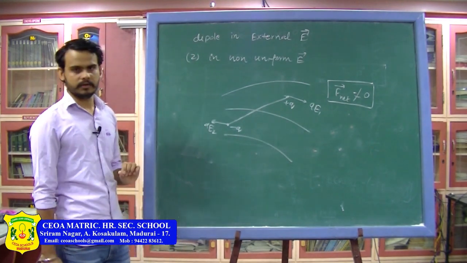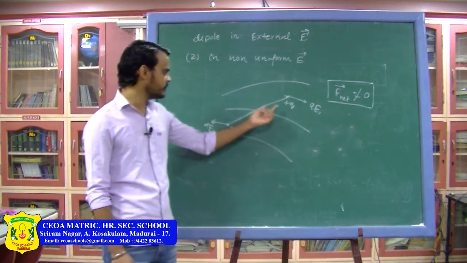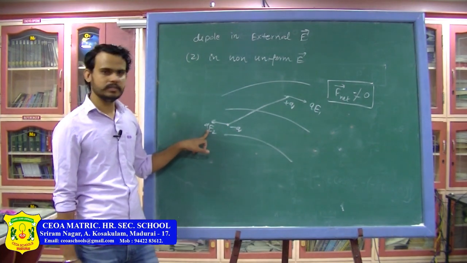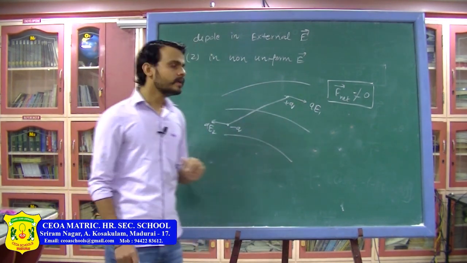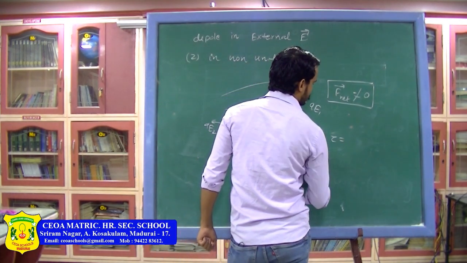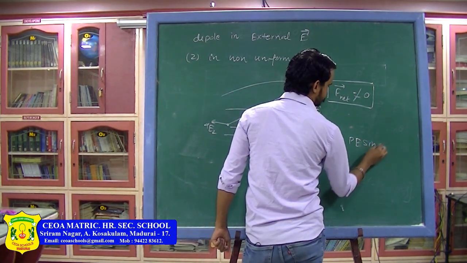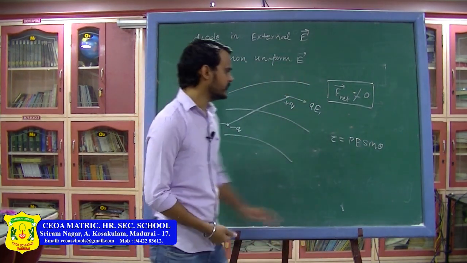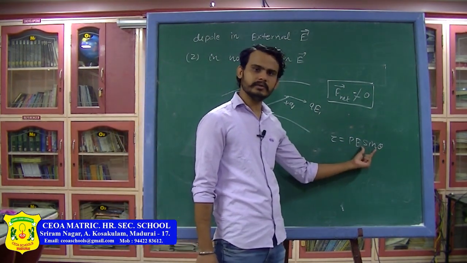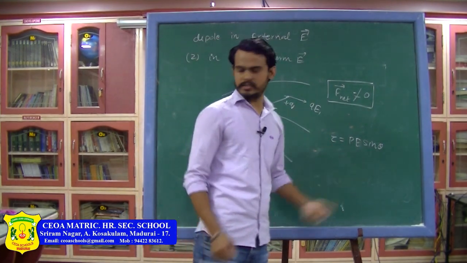Now let us find out the torque. Again we know that torque can be found about any point. About this point, if I want to find the torque, the torque of this will be 0, but there will be torque of this point. Torque of this point can be written as P E sin theta. Theta is the angle between P and E. As we know, the angle between P and E can be 0, it can be non-zero. So the torque can be 0, it can be non-zero.